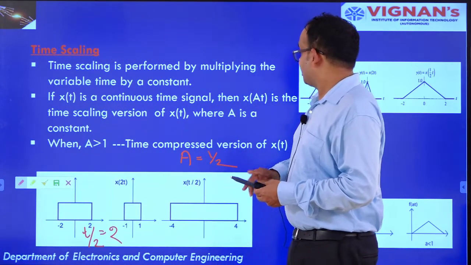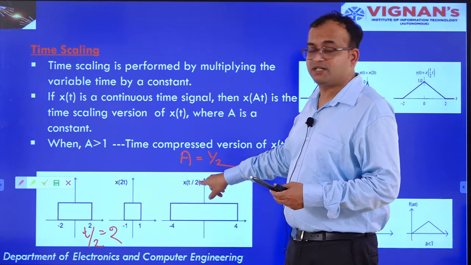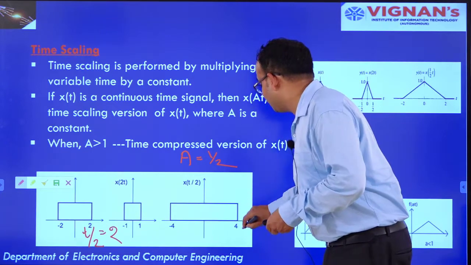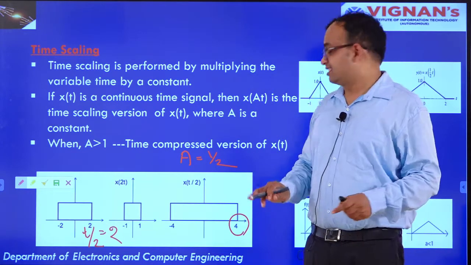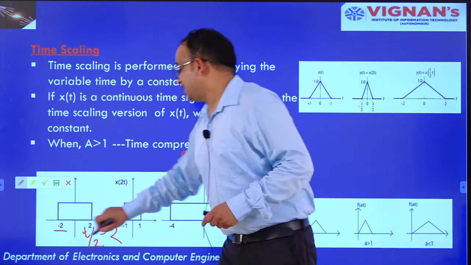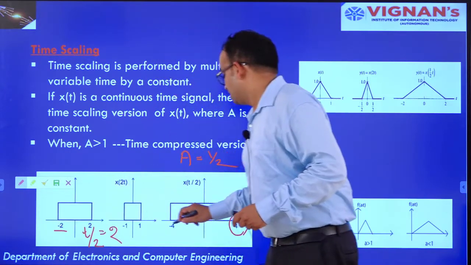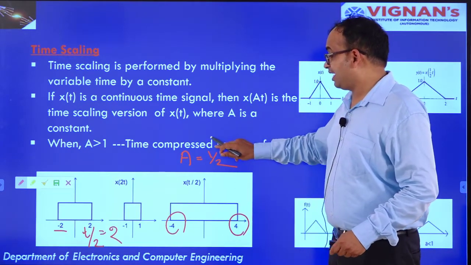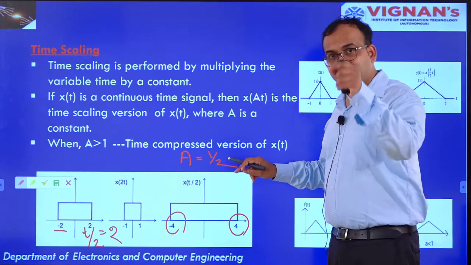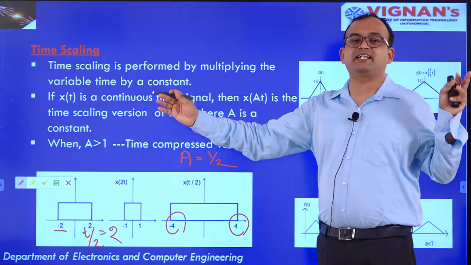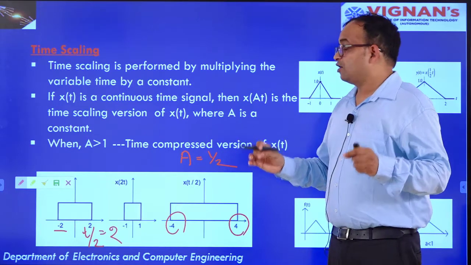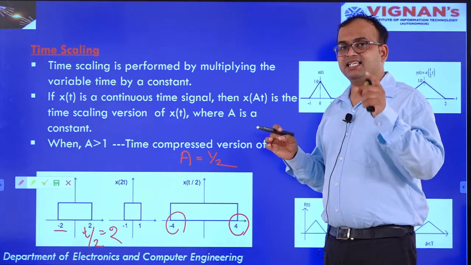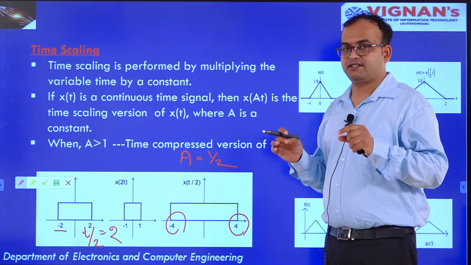Because now we have to find out the value of x of t/2. So t/2 equals 2, and t is coming here as 4. Similarly, for this point we can take t/2 equal to -2, so the new t will be -4. When the value of a equals 1/2, or is less than 1, the signal will be expanded. So this is what we have to know: how the signal behaves when it is scaled in the time domain.